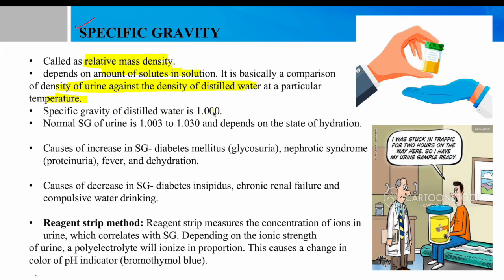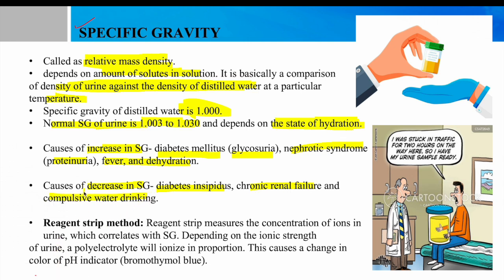Now the specific gravity of distilled water is always 1, and what is the normal specific gravity of urine? 1.003 to 1.030, as I have discussed earlier in the previous videos, and it mainly depends upon the state of hydration, how hydrated the patient is. So it can be increased or decreased in various conditions. It can be increased in, first of all, diabetes mellitus, in which there is glycosuria, nephrotic syndrome, in which there is proteinuria, fever and dehydration. And it can be decreased in diabetes insipidus, chronic renal failure and compulsive water drinking.